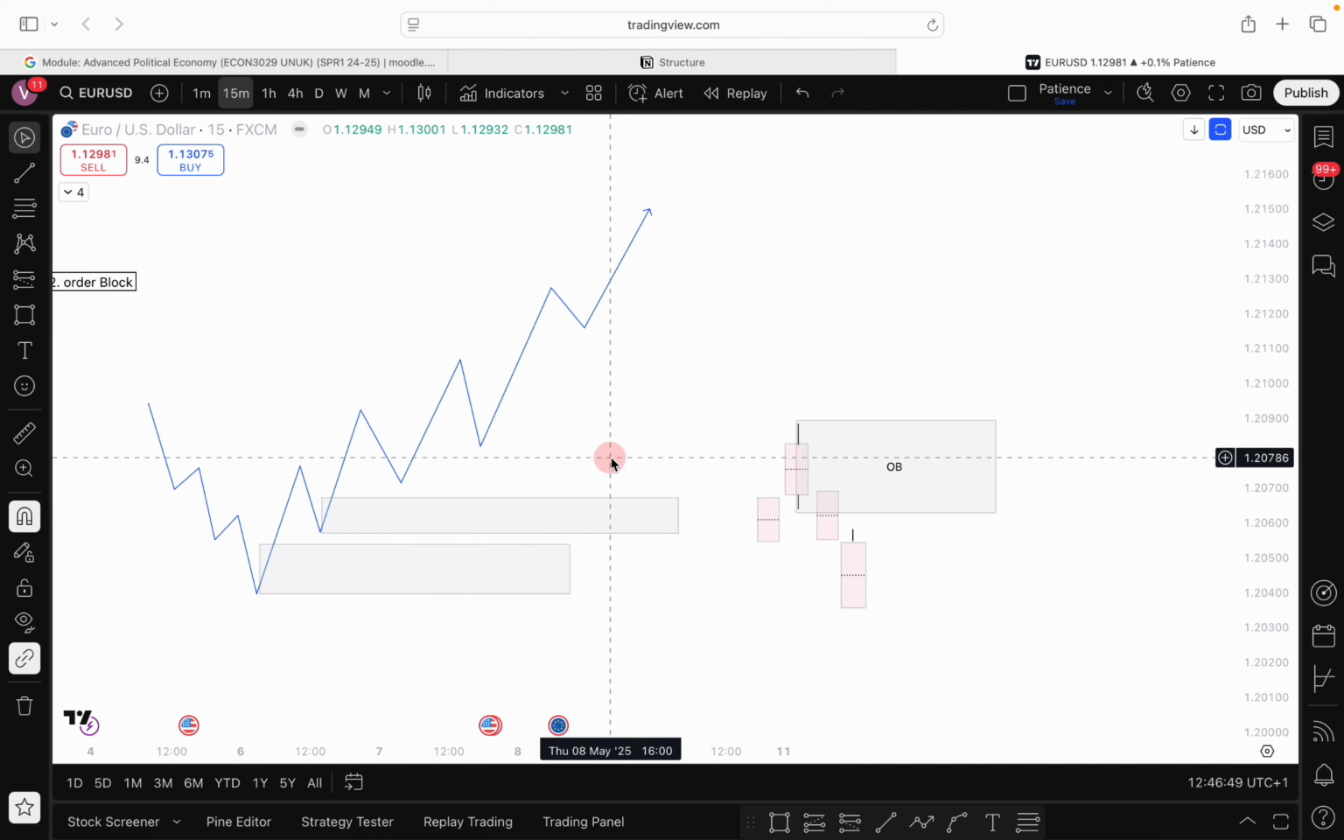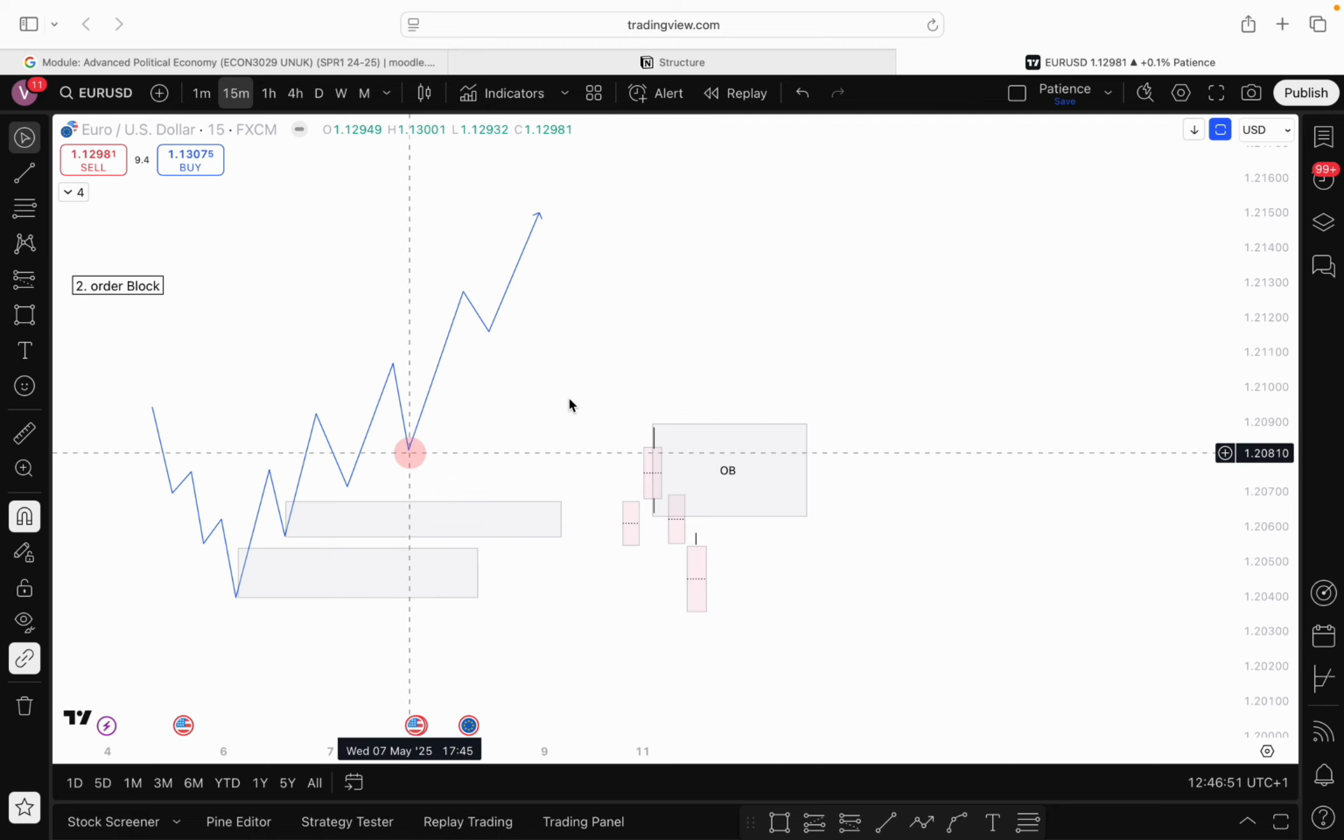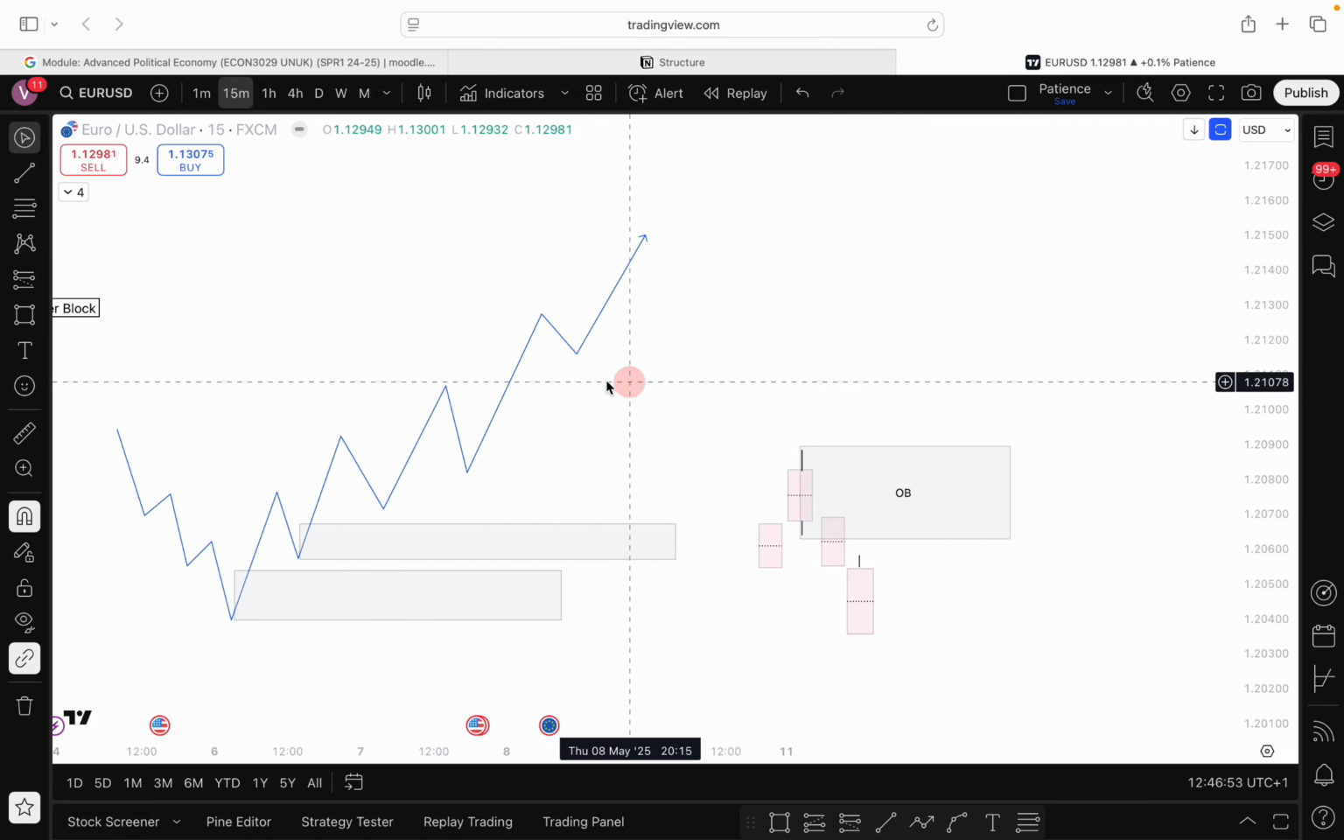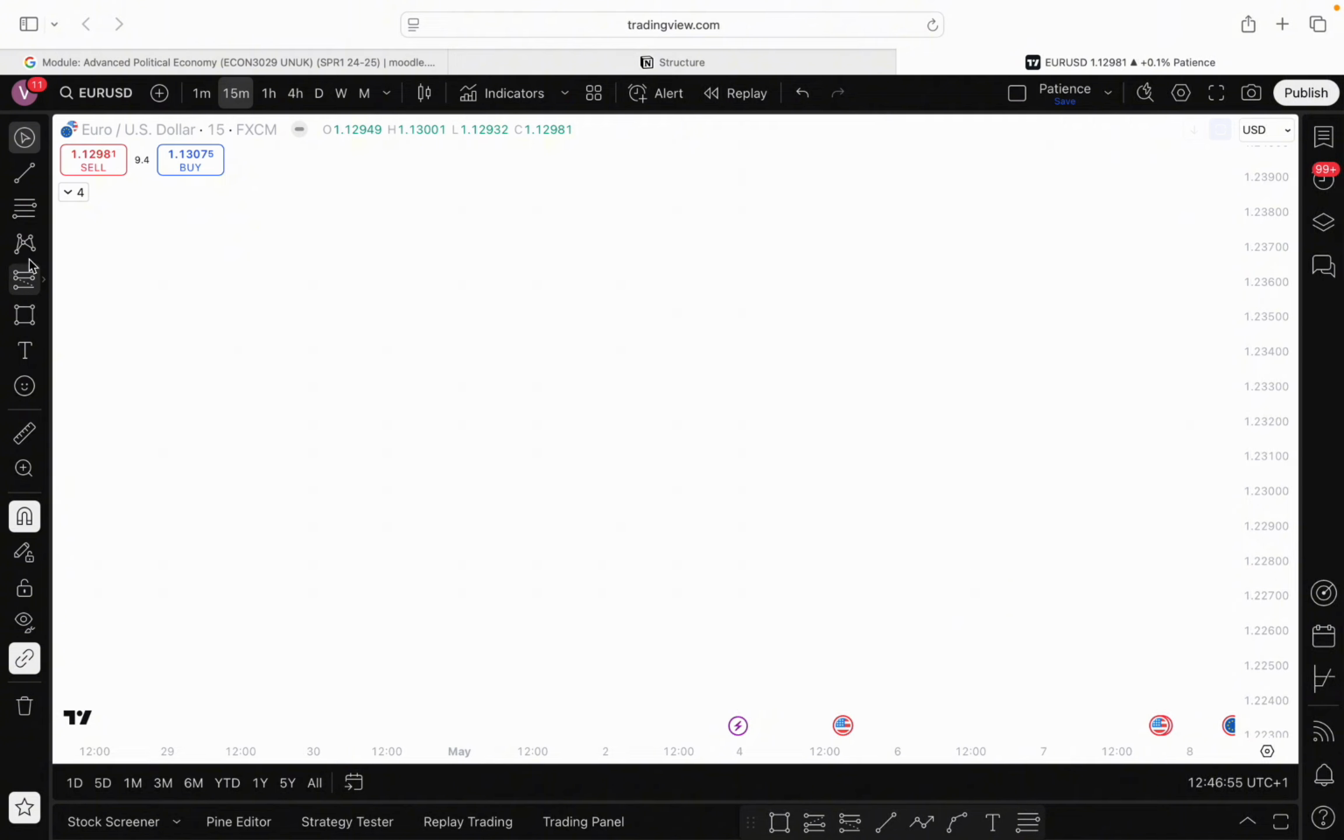Okay, and the third one is the breaker block.